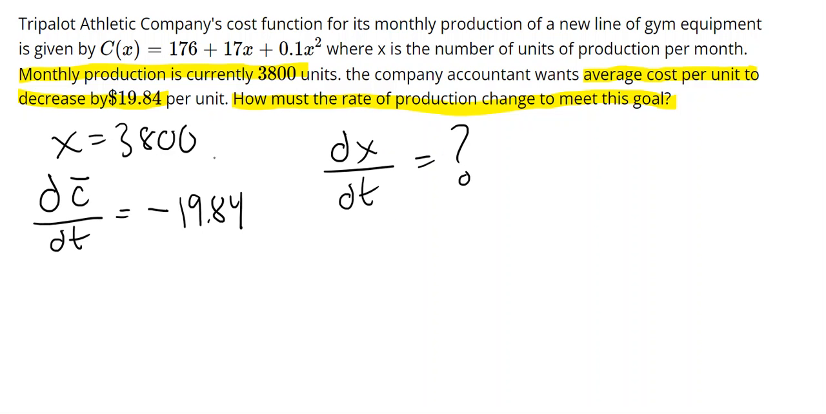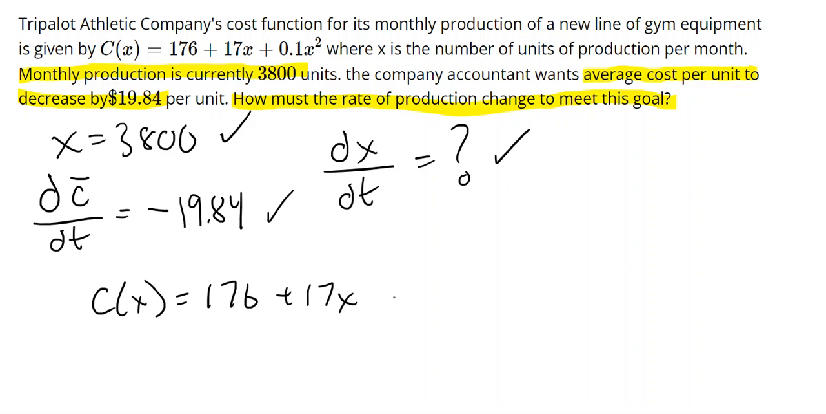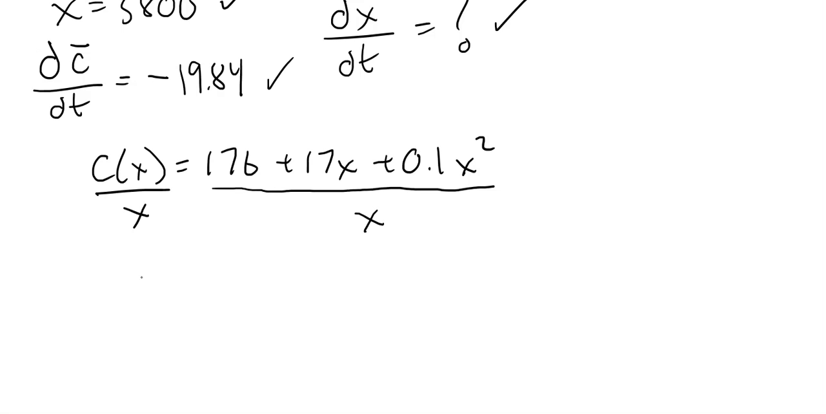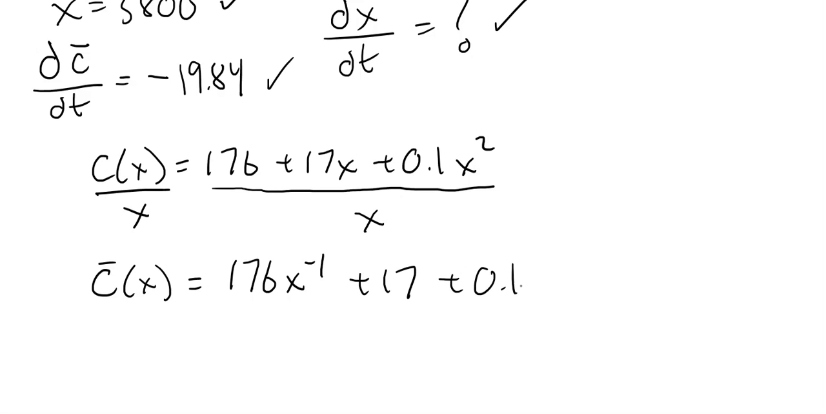So again, we have to be given a fixed number, given a rate, and identify what we're looking for. So we're dealing with average cost. We're given the cost function. And we should know by now, I've done this in quite a few other videos, that to determine the average cost, we simply divide the cost function by x. And so we will end up with the average cost function being equal to 176x to the negative 1 plus 17 plus 0.1x.